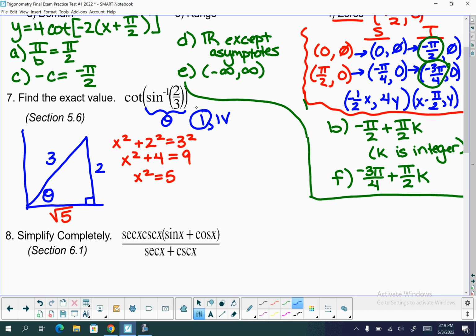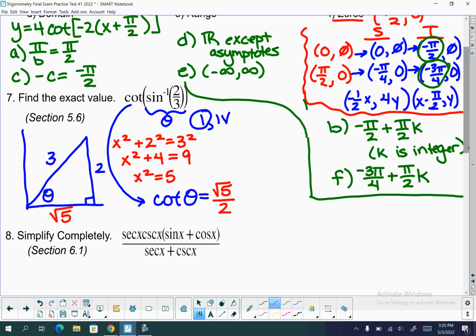We can now say, well, we don't know what theta is, but we've got the reference triangle for it. So replace that innermost parentheses with theta, and now we're going to evaluate cotangent theta, which you can find any trig function now as long as you have that triangle. So cotangent is adjacent over opposite. My adjacent side is rad 5. My opposite is 2. And no need to rationalize here.